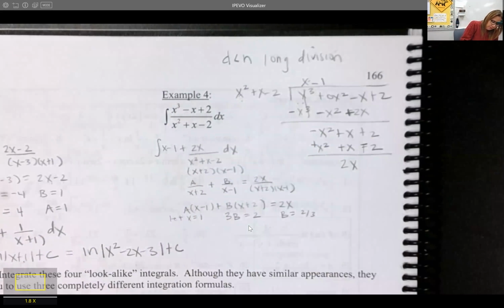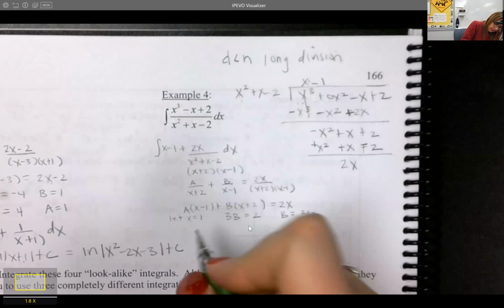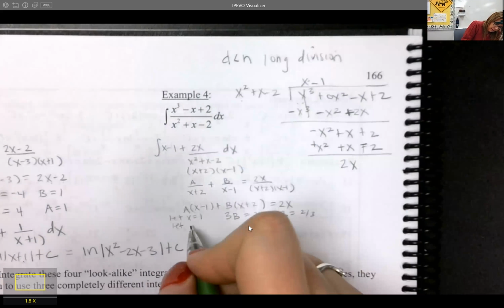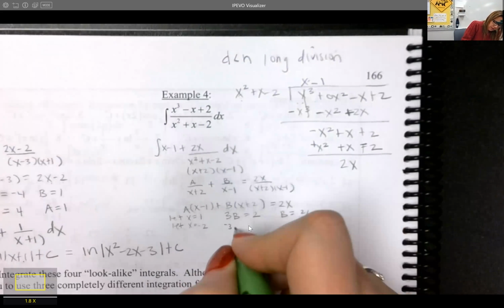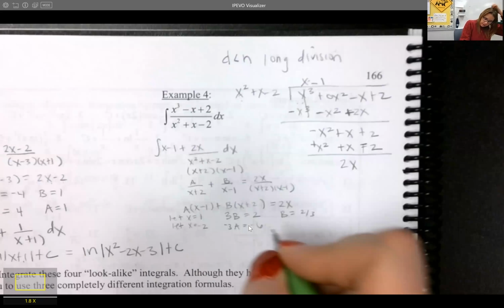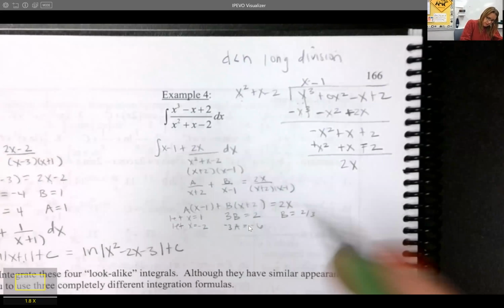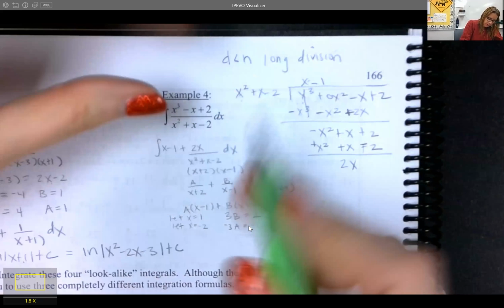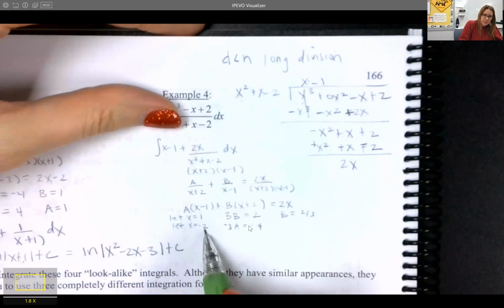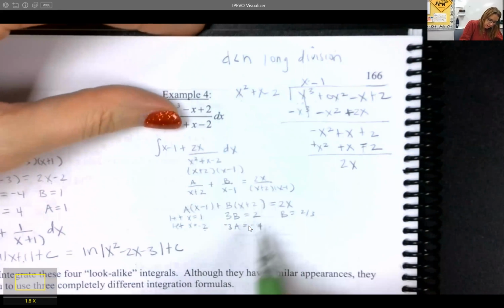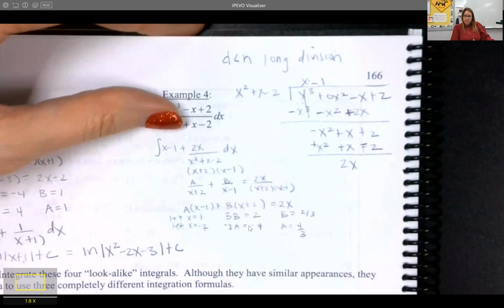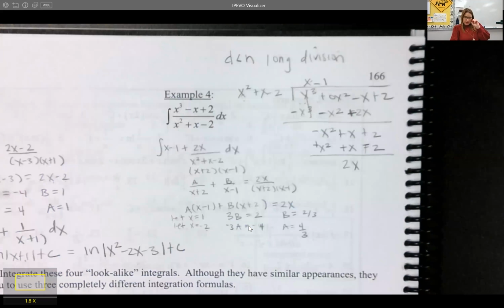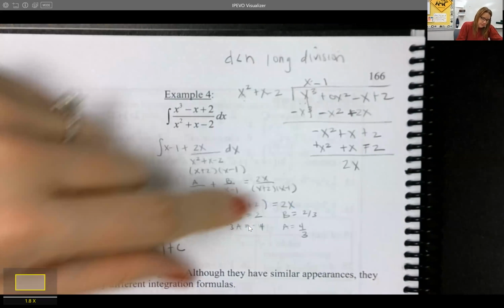Okay. And then we do it for a. So we're going to let x equal -2 this time. And we get -3a equals -6. Not -6, -4. Because we're doing -2 times 2. So that's -4. And so a is +4/3. So we get the +4/3 and the +2/3.